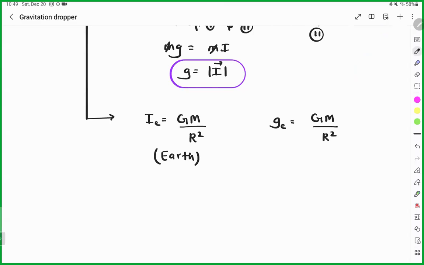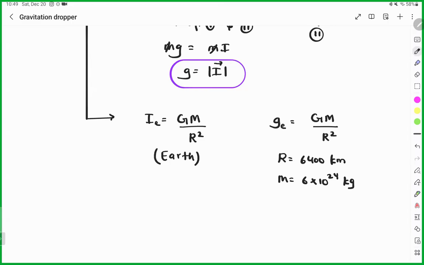What is the mass of the Earth approximately? Radius is approximately 6,400 kilometers. Mass of the Earth is equal to 6 into 10 raised to power 24 kg. No need to remember this data. Correct? It is very heavy. You can compare just with the number. And R value we already know.